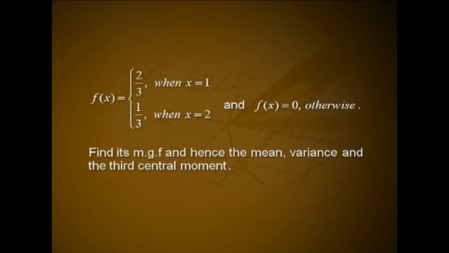Problem 2. Let X be a random variable with probability mass function f of x equal to 2 by 3 when x equal to 1, 1 by 3 when x equal to 2, and f of x equal to 0 otherwise. Find its moment generating function and hence the mean, variance, and the third central moment.